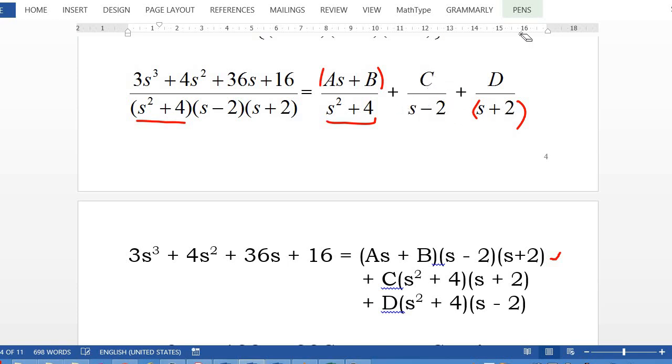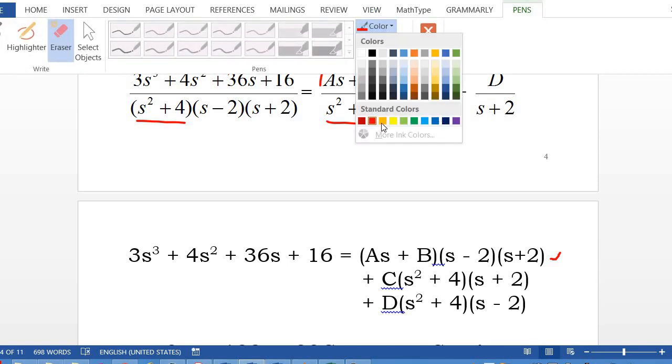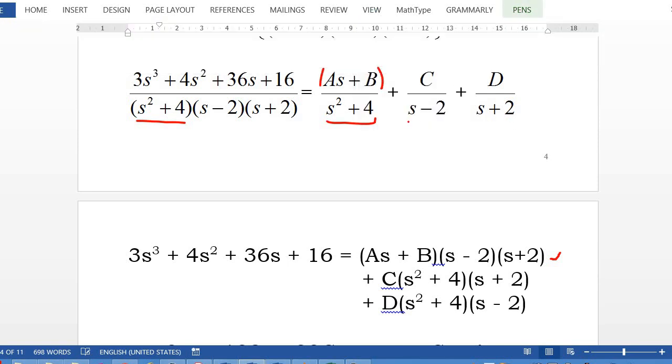Sorry, for C, we have s minus 2, but we don't have s squared plus 4 and s plus 2. That's why the C term needs to be multiplied by s squared plus 4 and s plus 2. For the D term, we have s plus 2, but we don't have s minus 2. That's why the D term is multiplied by s squared plus 4 and s minus 2.